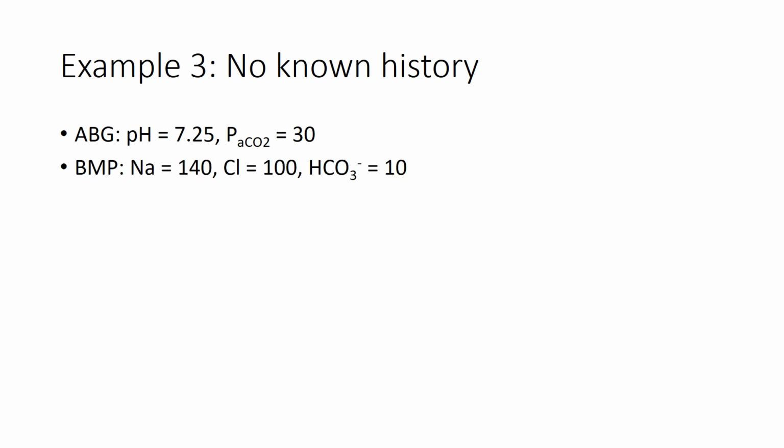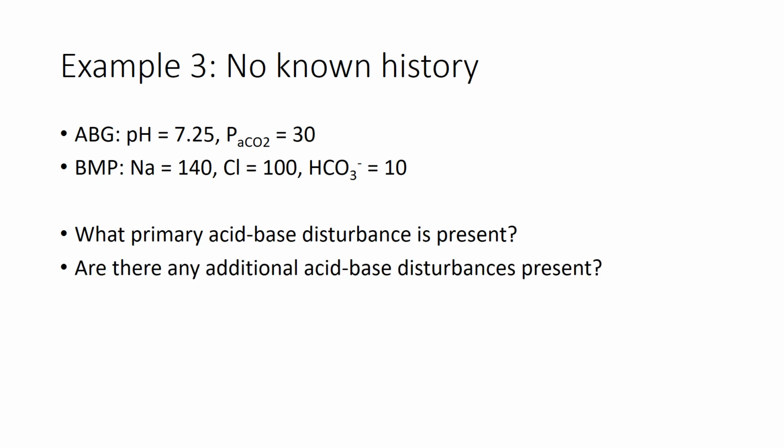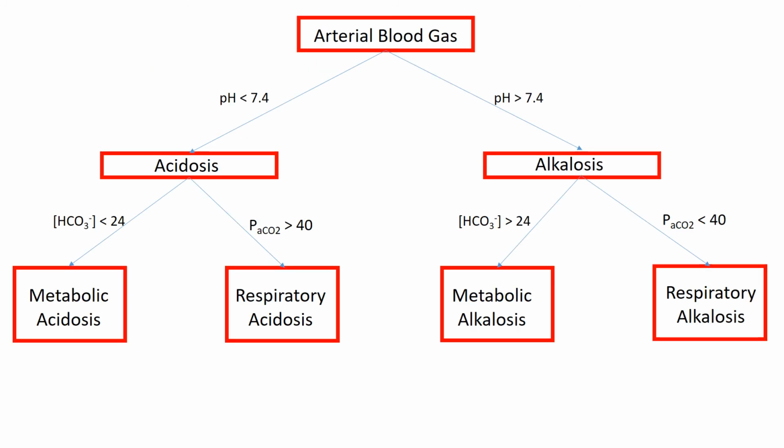Our final example is a patient with no known history who presents with an ABG showing a pH of 7.25, PaCO2 of 30, and his BMP shows a sodium of 140, chloride of 100, and bicarb of 10. So as we always do, we'll determine what primary acid-base disturbance is present, and if there are any additional acid-base disturbances present. We go back to our flow sheet. pH is less than 7.4, bicarb is less than 24, looks like a metabolic acidosis.